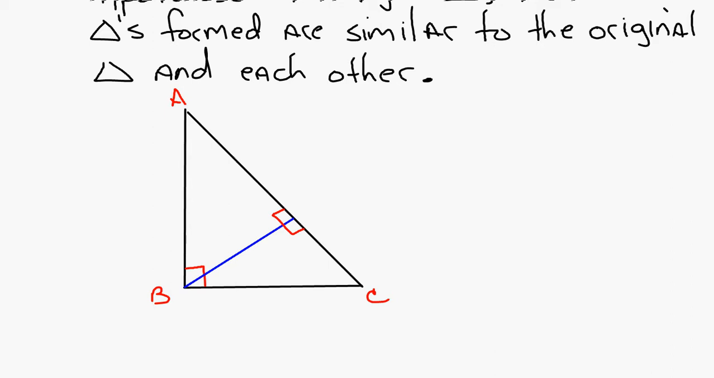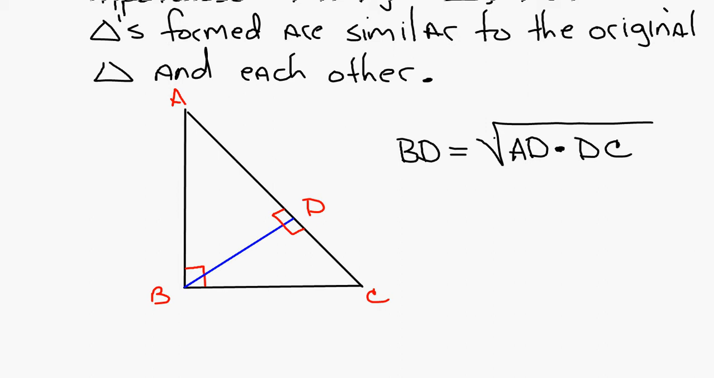Now, one more rule here. We're going to call this point D. All right? This altitude, BD, is equal to the square root of AD times DC. The length of this altitude is equal to the square root of the product of the two pieces that it created. Okay? Everybody with me? That's the new information. That's it. So learn it.